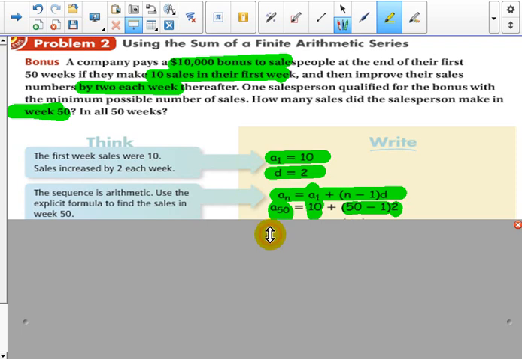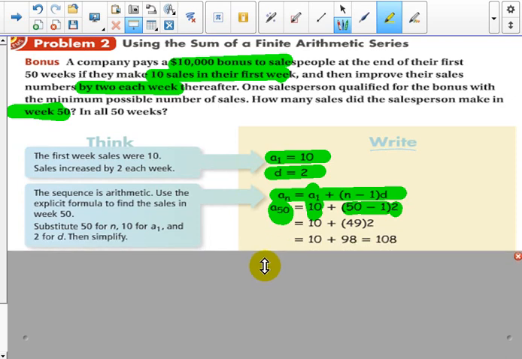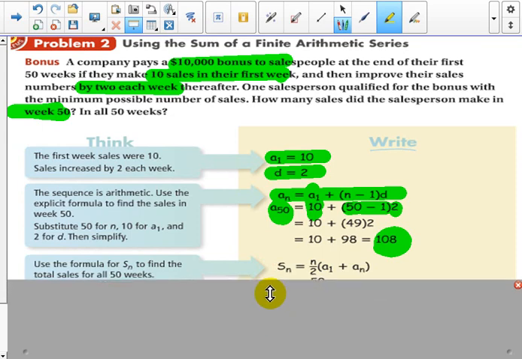So now it's going to be 49 times 2 plus 10, which is 10 plus 98, which is 108. So we know that in the 50th week they're going to have 108 sales. If they start at week 1 with 10 sales and increase by 2 every week, by the 50th week they'll have 108 sales. Now that we know the first and last term, which are 10 and 108, we can plug that into our series.